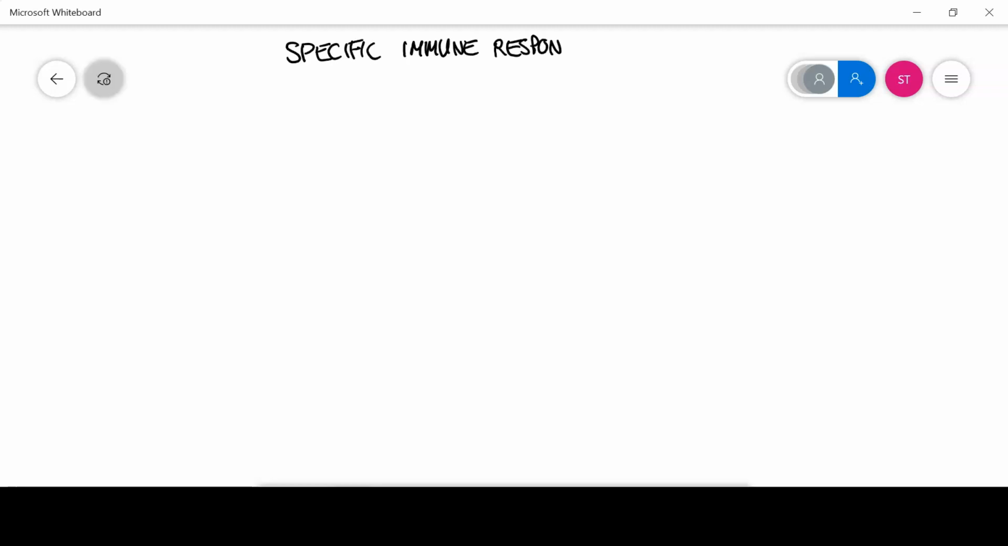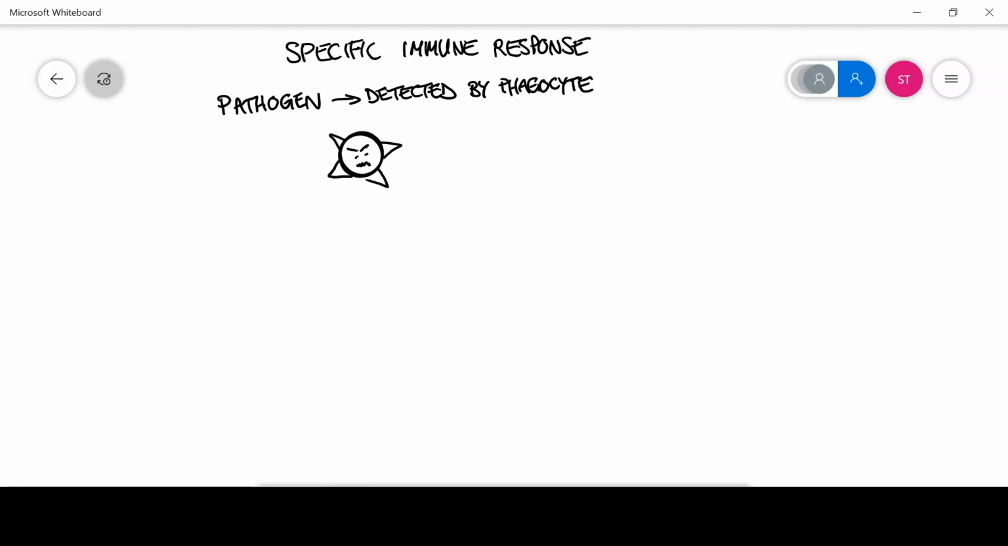Hi everyone. This revision lesson will put together what we have learned about the specific immune response. It's just a general overview, so make sure that you do read your textbook in detail.